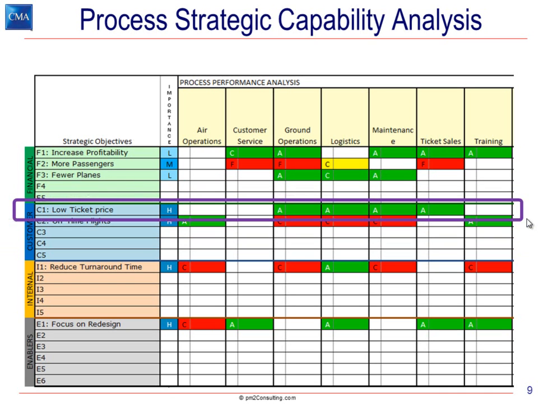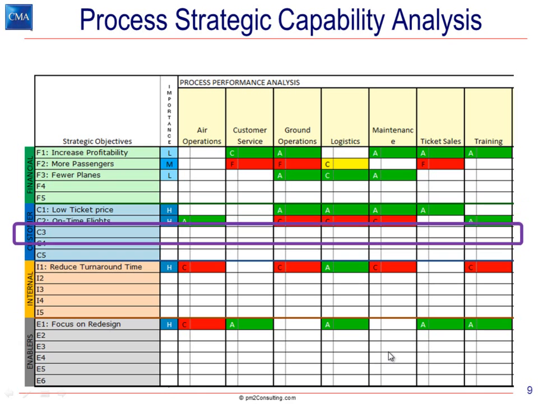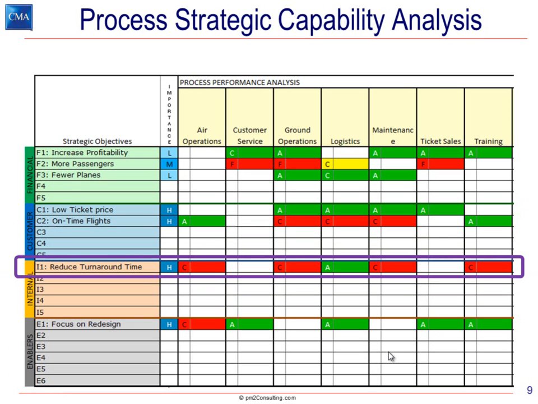So if we take a look at one like low ticket price, in this case, it looks like all the processes are performing well, and we're in all likelihood going to achieve success in that objective, which is good because it's a highly weighted objective. Let's take a look at another strategic objective. Let's say reduce turnaround time. Also highly weighted, but unfortunately most of the processes are failing. When I say failing, they actually don't have an F. They have a C, so they're satisfactory. But because it's a high weighted objective, it becomes a strategically important issue for leadership to take a look at.